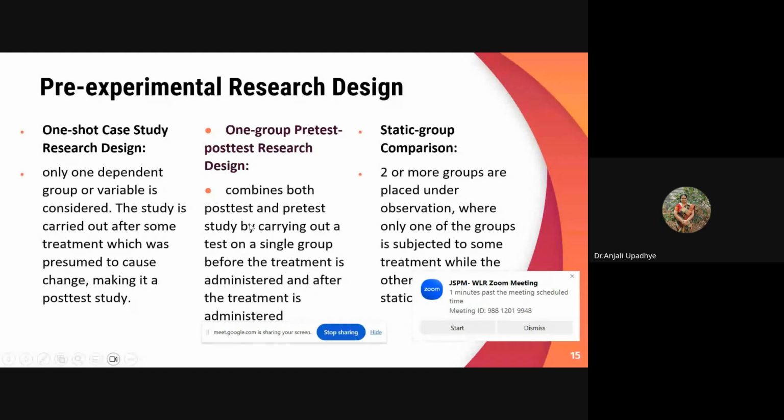A single group can be given a questionnaire before the training. The training is given. Then after the training, the same questionnaire is filled in again. Then what is the difference between before and after? That is a one-group pre-test and post-test research design.